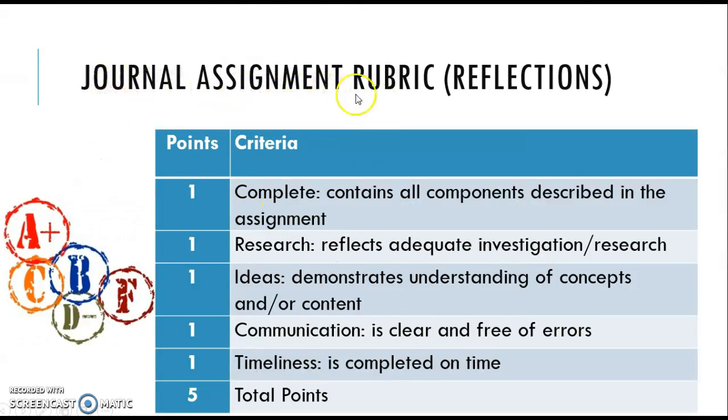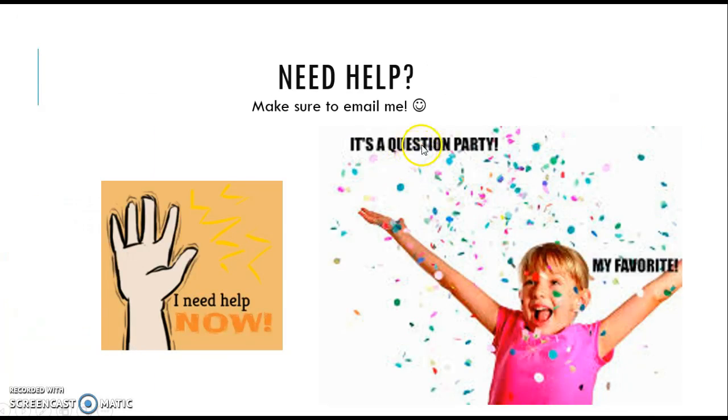Again, our journal assignment rubric for reflections is a total of 5 points. And it goes down: did you complete it? Did you spend time researching, focusing on ideas, communication, and timeliness?